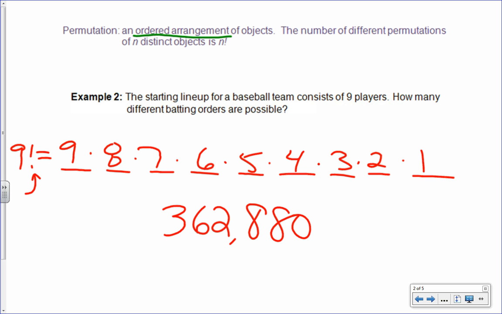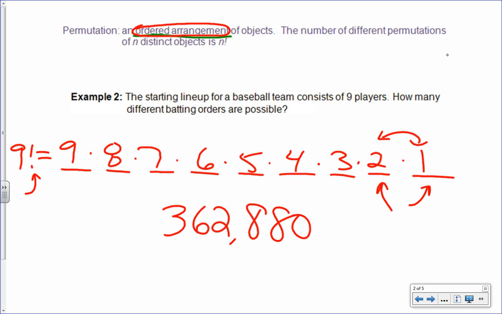But realize what that means is, let's say one of you is batting here and then another one of you is batting here. If I just flip-flop those, do you agree that's a different order? So that counts as 2 already, and we just switched 2 spots. So do you see how this could add up rather quickly? Okay? So again, probably one of the key words is ordered arrangement.